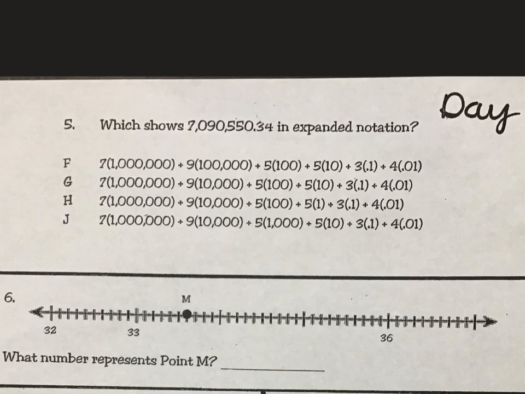Okay, guys, let's look at day 16. Look at number 5, which shows 7,090,550 and 34 hundredths in expanded notation. Miles, which one is it? G: 7 times 1 million, 9 times 10,000, plus 5 times 100, plus 5 times 10, plus 3 times 1/10, plus 4 times 1/100. G is correct.